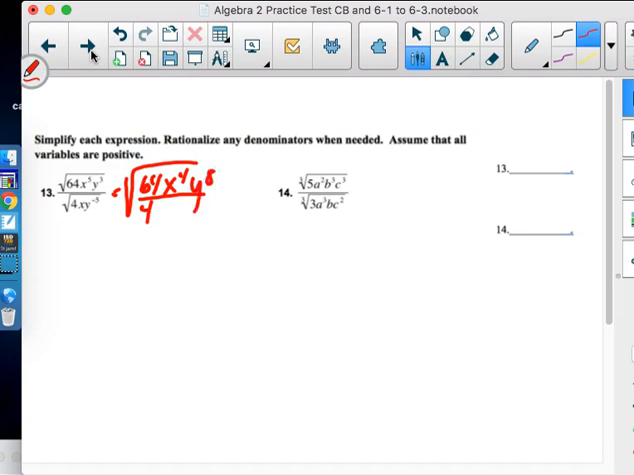So now 64 fourths, doesn't 4 go into 64? 16 times. Well, this just became a super easy little problem here. Because what's the square root of 16? 4. How about the square root of x to the fourth? X squared. Square root of y to the eighth. And they told us we don't even have to think about absolute value bars for these. They're all going to be positive. Fabulous. All right, how about 14?